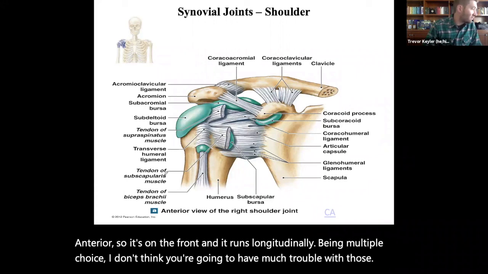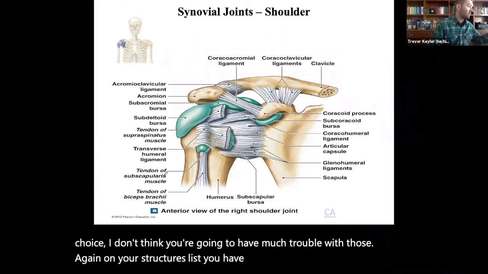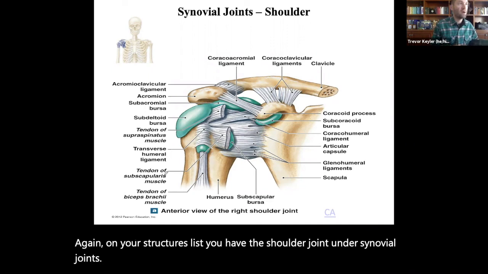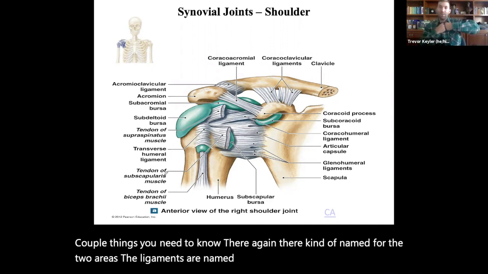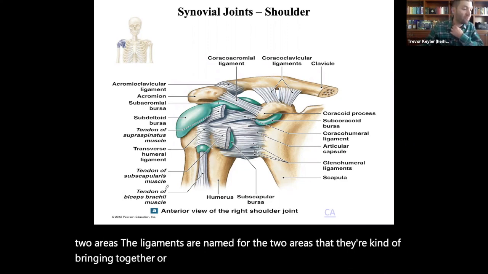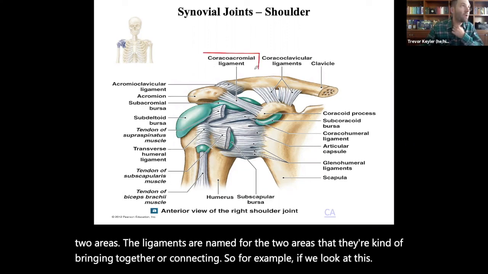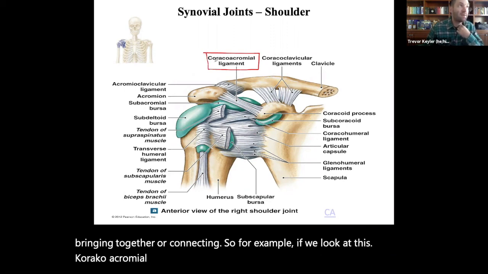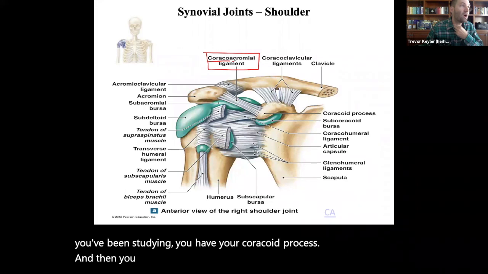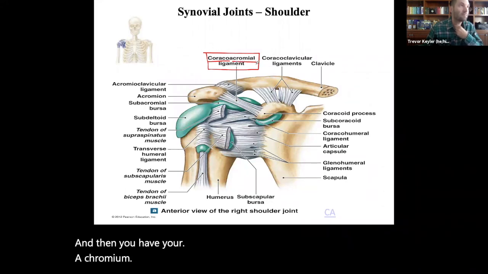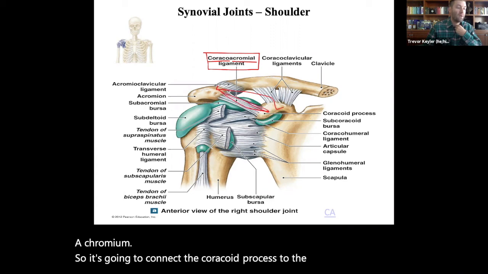Again, on your structures list, you have the shoulder joint under synovial joints. A couple things you need to know there. Again, the ligaments are named for the two areas that they're bringing together or connecting. So for example, if we look at this coracoacromial ligament, you can probably guess, if you've been studying, you have your coracoid process, okay? And then you have your acromion. So it's going to connect the coracoid process to the acromion. So that's exactly what we're seeing right here.